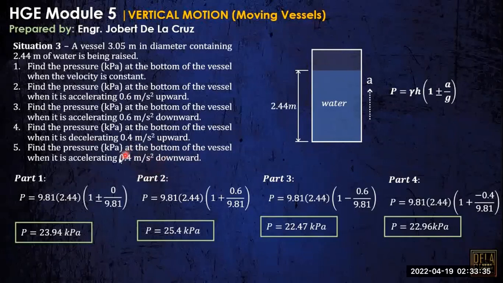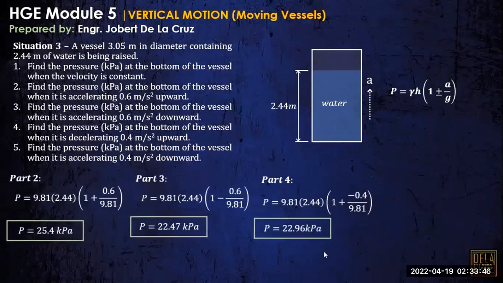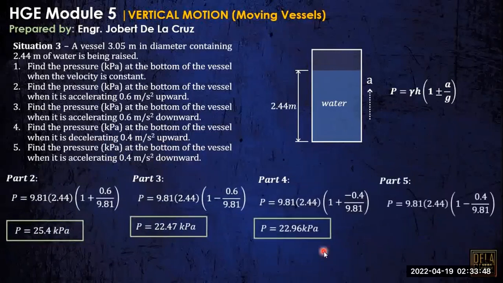Okay, number 5, find the pressure at the bottom of the vessel when it is decelerating 0.4 meters per second. I mean, accelerating. Okay, accelerating 0.4 meters per second. But, downward yung motion natin. Okay, so how can we solve that? Downward yung motion, ito yung significance yan. Pag downward, meaning minus to. Then, accelerating, meaning positive to. Yung a natin dito. Okay? It will give us this answer.